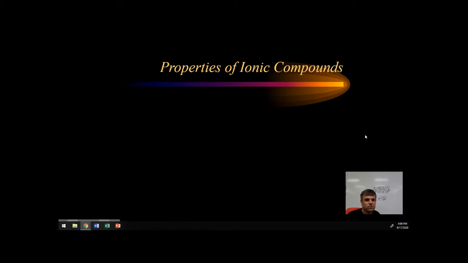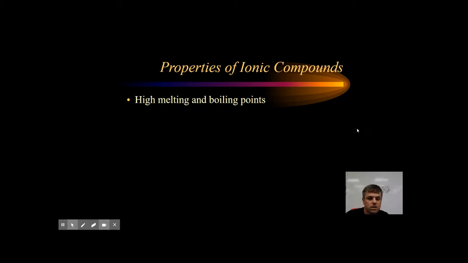Now, this leads to some unique properties of ionic compounds because of how they're arranged. Ionic compounds have high melting and boiling points because it's going to take a lot of energy to separate the potassium from the chlorine because they're pretty strongly attracted to each other. They are brittle, meaning that they will break easily.